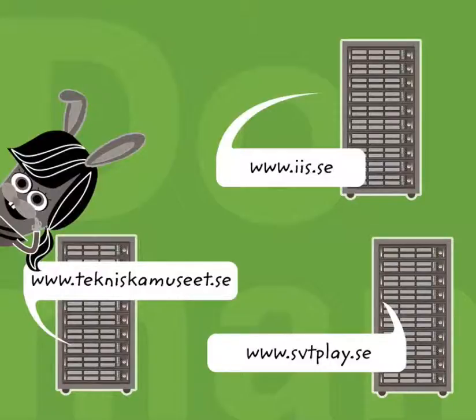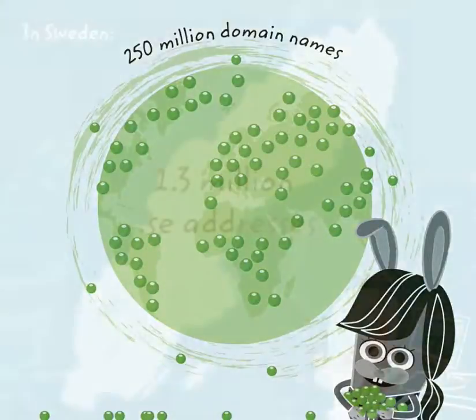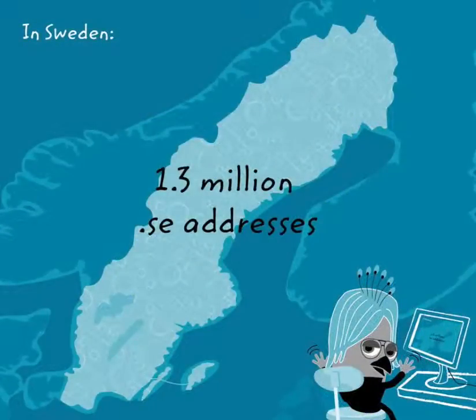It is the servers that have domain names, not the computer, mobile, or tablet. There are around 250 million domain names in the world. In other words, there is unbelievably much to discover on the internet. Addresses that end in .se have a connection to Sweden, and there are around 1.3 million .se addresses. There are also other addresses that end with 2 letters that show which country a site has as its home.